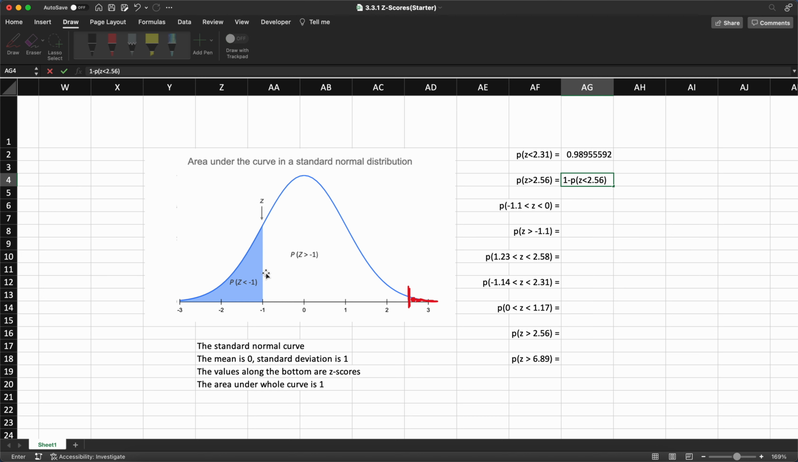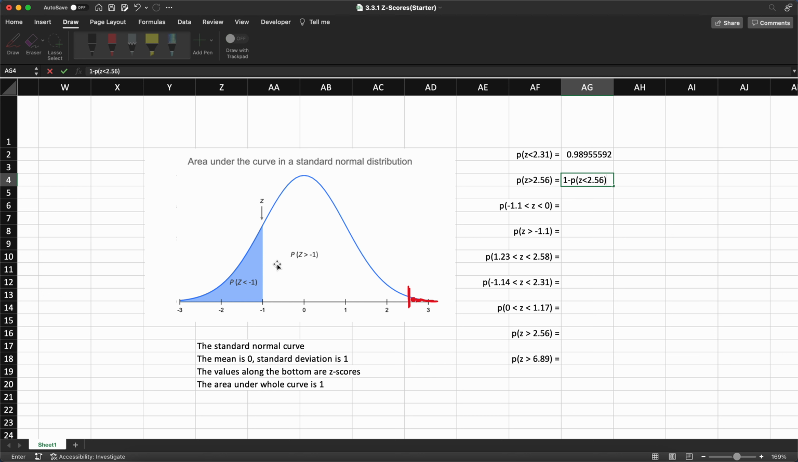Well, because as shown by the shaded region, our norm.dist function only finds the area below the given value all the way to negative infinity, which we know once we get past -3, there's hardly any area here anyway. It's just 0.0015 is all the area that's less than -3. So it's almost nothing.